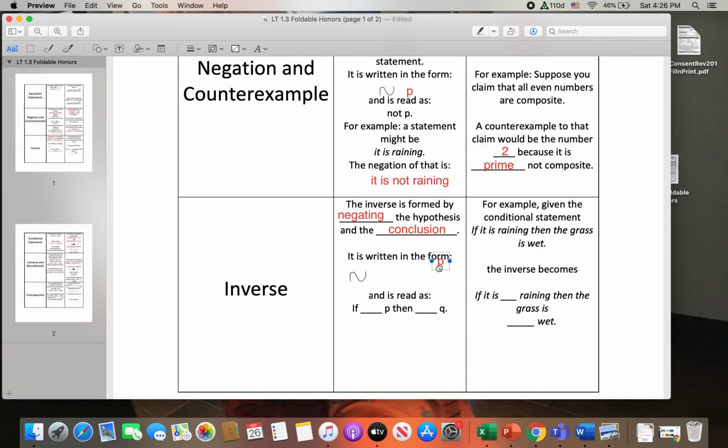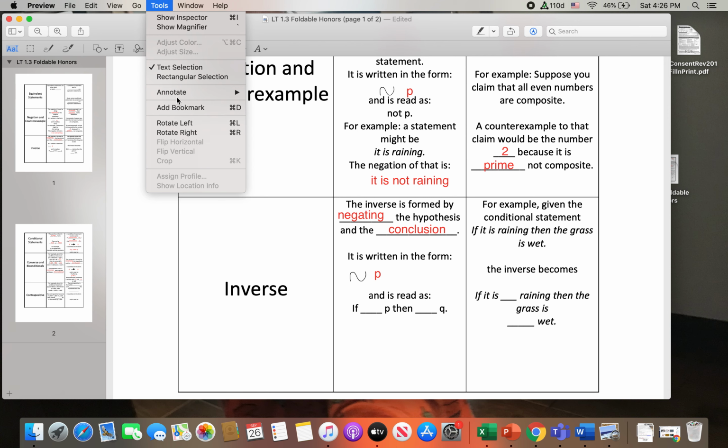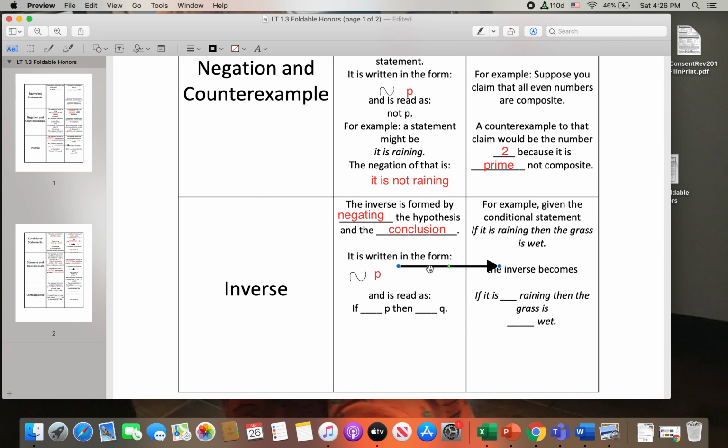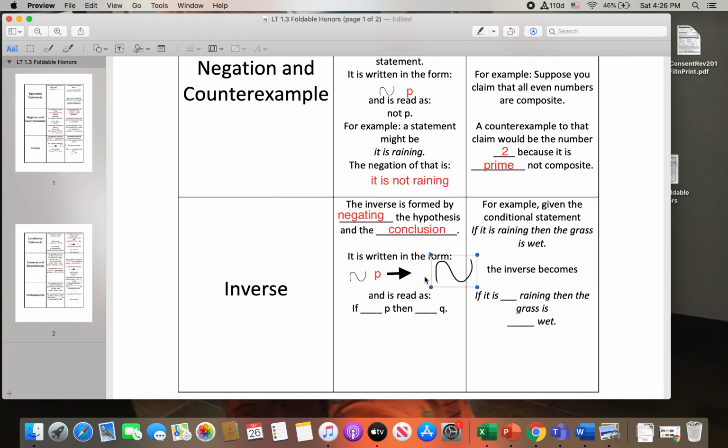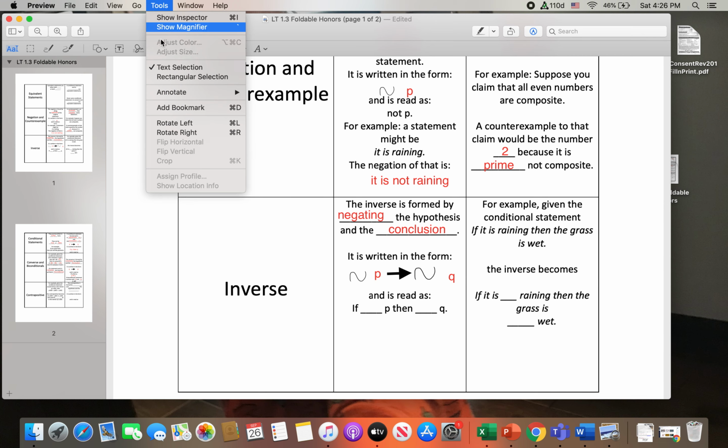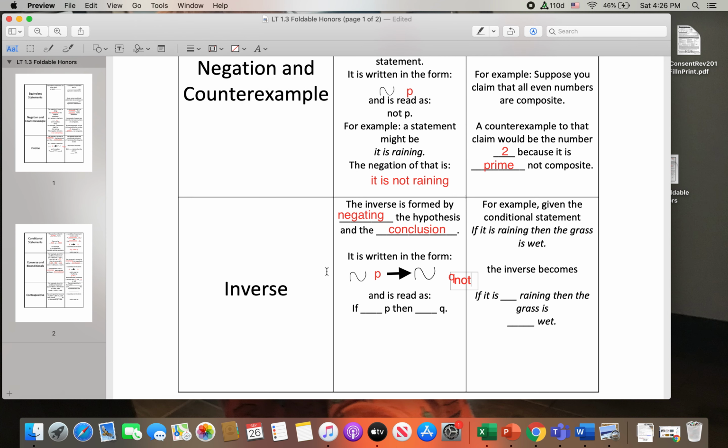P, then, the symbol for then, symbol for not, and then Q. And it is read, if not P, then not Q.